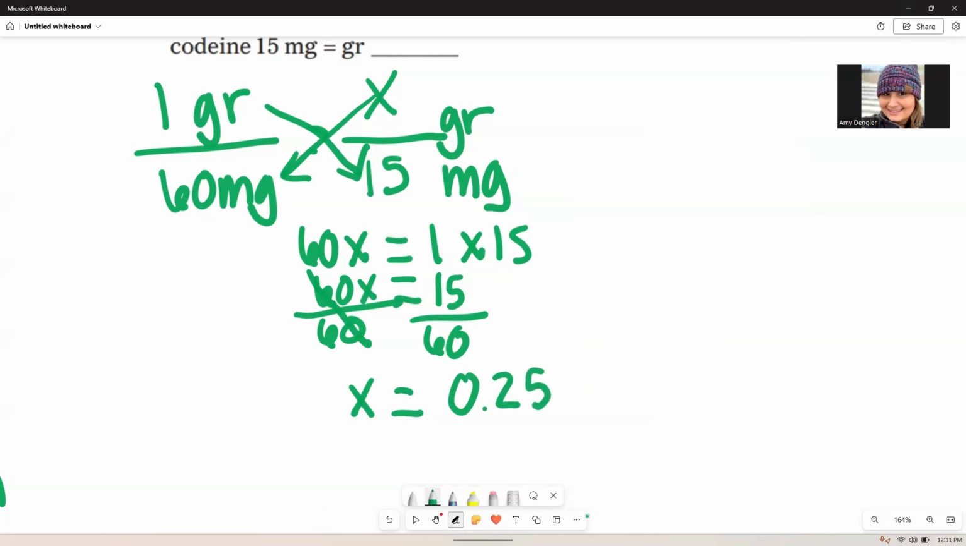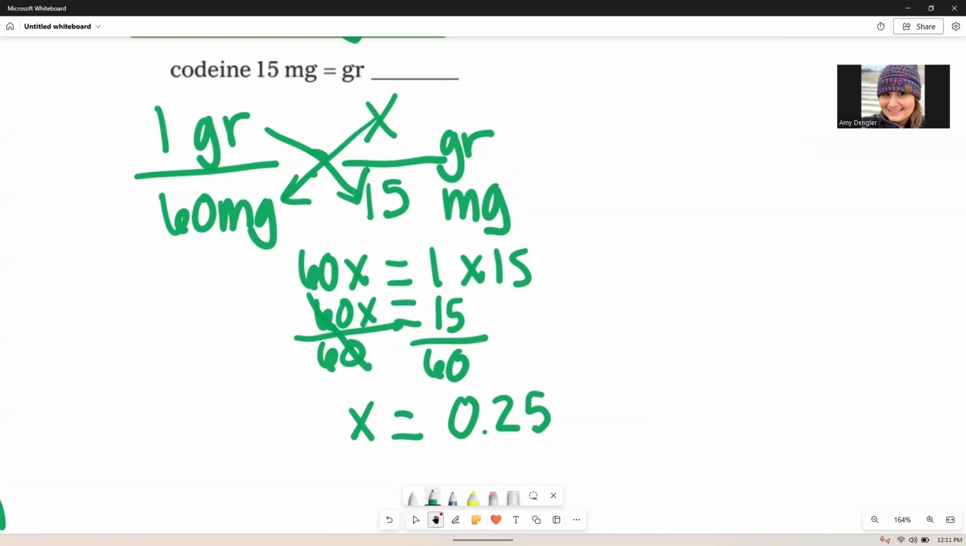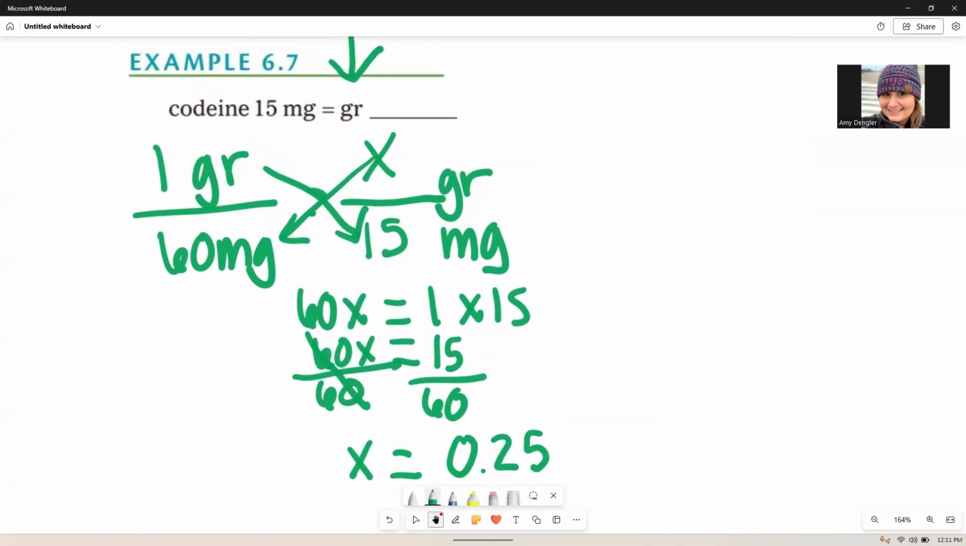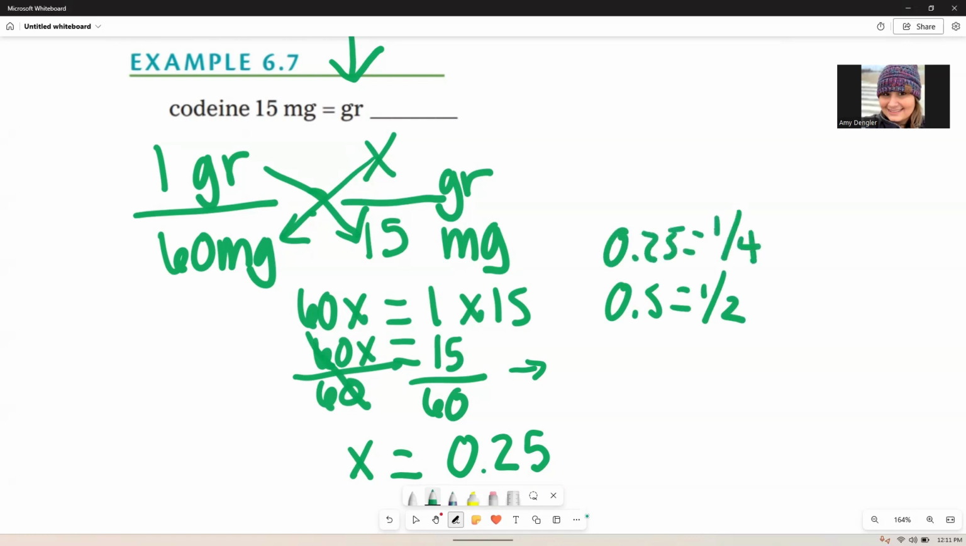But remember, this is the apothecary system, so we can't use decimals. So we would normally need to leave that as a fraction and reduce, right? But we should know that if 0.5 is 1/2, then 0.25 is going to be 1/4. So our answer should be 1/4. So 1/4 grain.